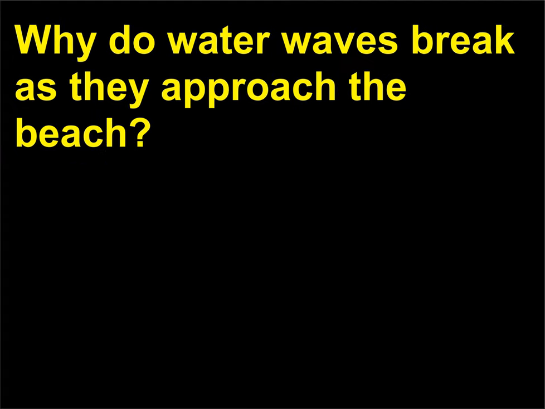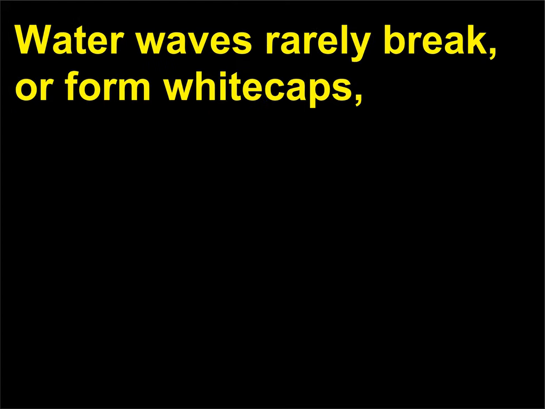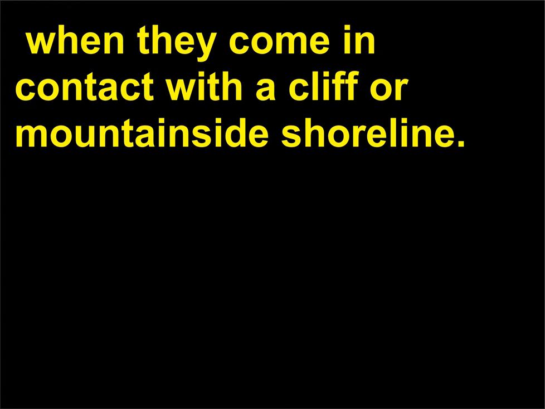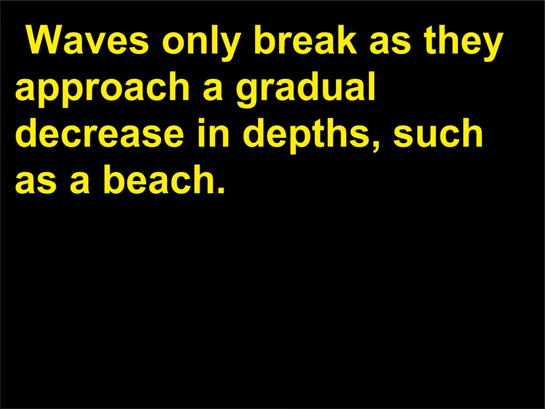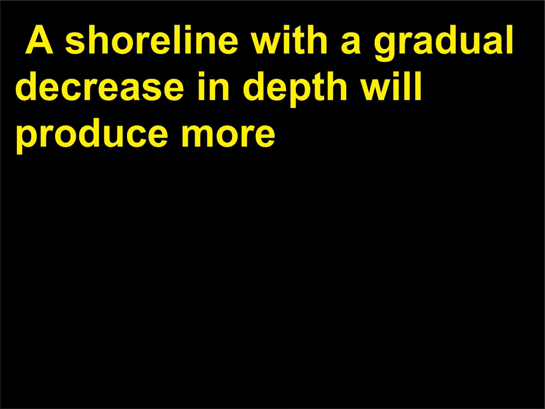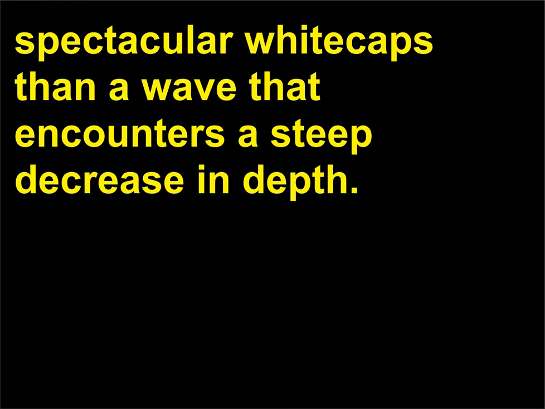Why do water waves break as they approach the beach? Water waves rarely break, or form white caps, when they come in contact with a cliff or mountainside shoreline. Waves only break as they approach a gradual decrease in depth, such as a beach. A shoreline with a gradual decrease in depth will produce more spectacular white caps than a wave that encounters a steep decrease in depth.